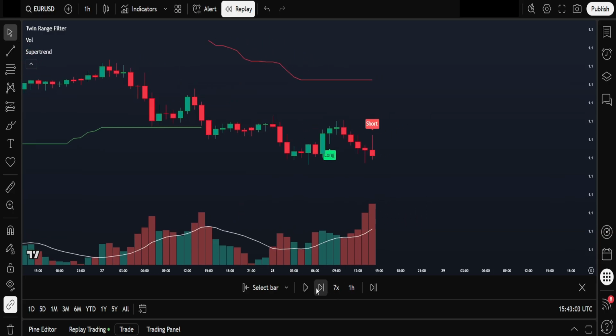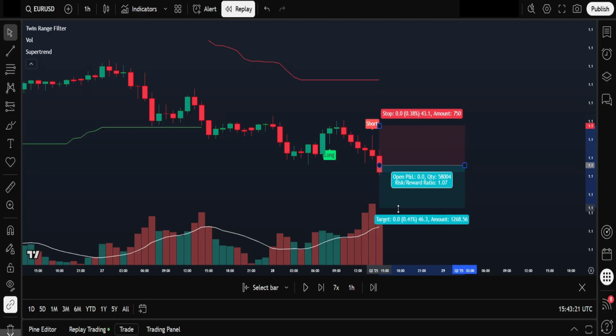We let the signal candle close. We enter on the next open. The stop goes above the most recent swing high. The target is 2R. Now 2 things can happen.